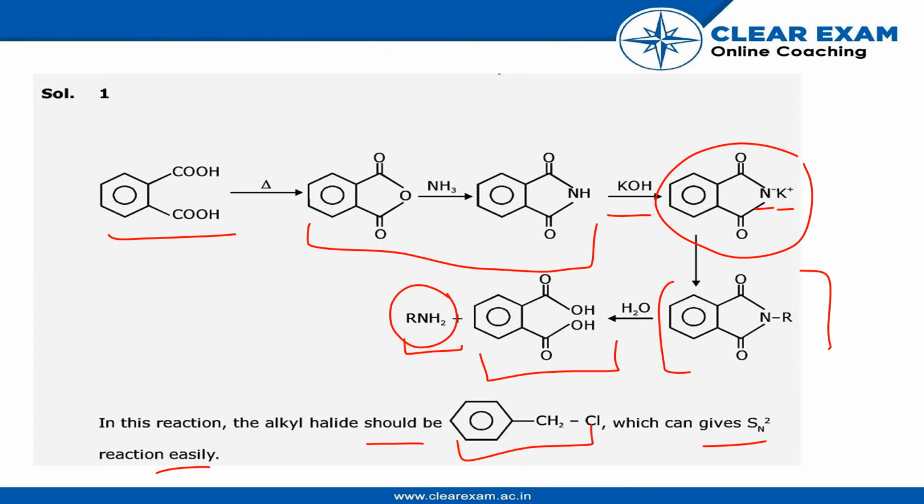So the correct option will be the first, which has RNH2, where R is CH2 and a benzene ring. Adding NH2 will give the first option.